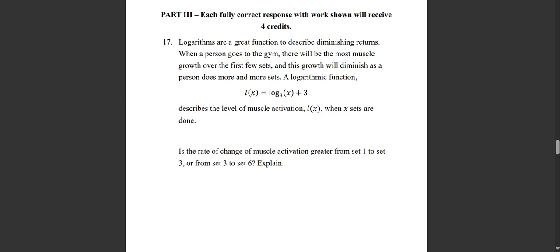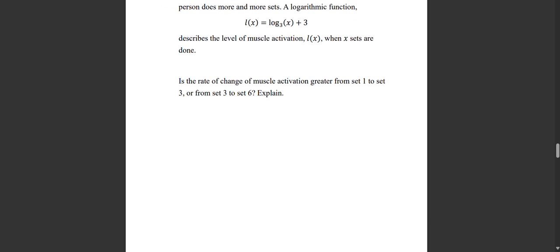So let's suppose that the logarithmic function log base 3 of x plus 3 describes the level of muscle activation, L(x), when x sets are done. Is the rate of change of muscle activation greater from set 1 to set 3 or from set 3 to set 6? Explain. So we're looking at an average rate of change. We're going to need to do a slope calculation. If we're going to do a slope calculation, we need 2 coordinates.